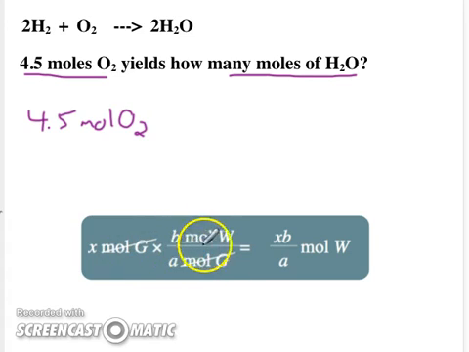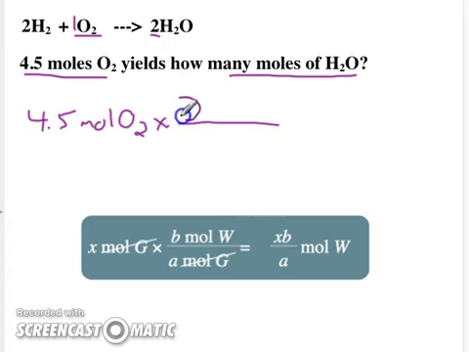Now the conversion factor is going to look like this. It's going to be moles of what we want over moles of what we start with. B and A are the coefficients in the balanced equation. So if we look at the balanced equation, we want to find H2O. We're given O2 to begin with. The coefficient for O2 is 1. Again, if nothing is written there, it means 1. The coefficient for H2O is 2. So our conversion factor is going to look like this.